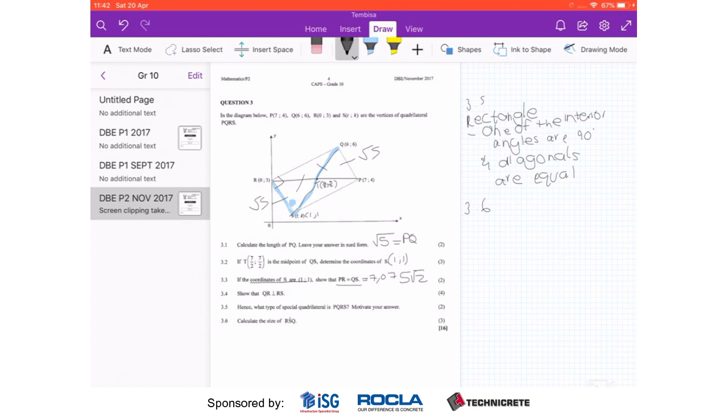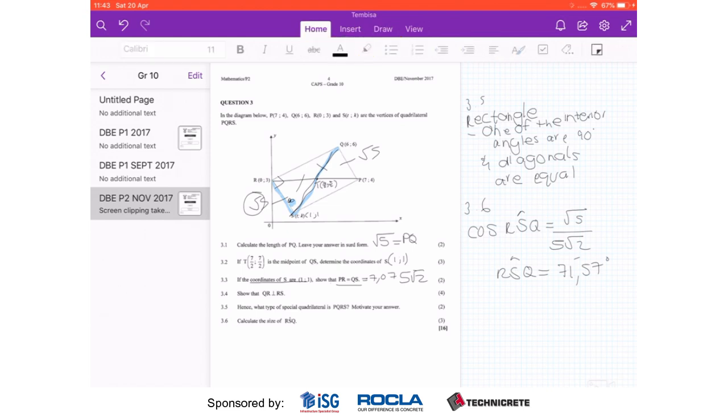Therefore, we can use trig because we've got that right angle there. If I'm working with this angle, this is my hypotenuse, and I'm going to use cos because it's adjacent. So cos of RSQ is equal to root 5 over 5 root 2, and therefore RSQ is equal to shift cos on your calculator, root 5 over 5 root 2, which gives me 71.57 degrees.